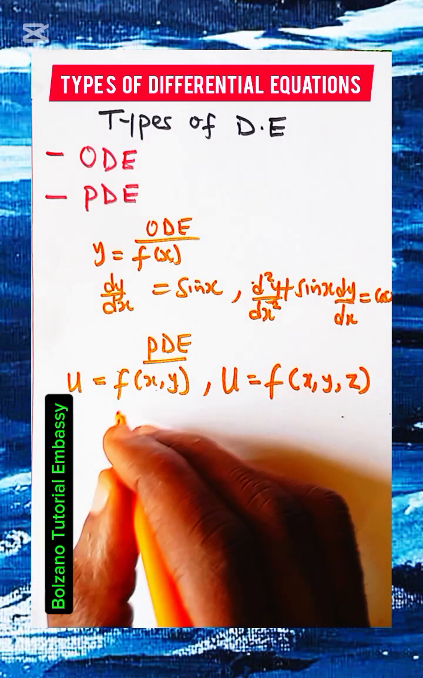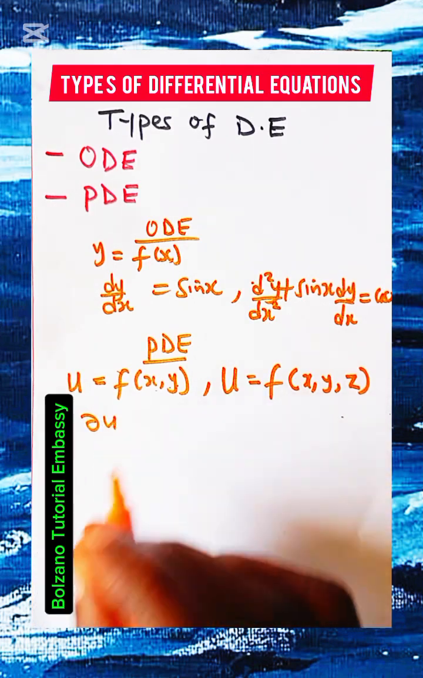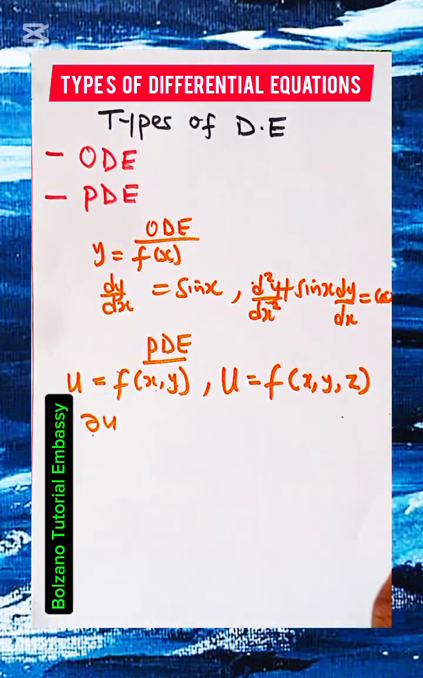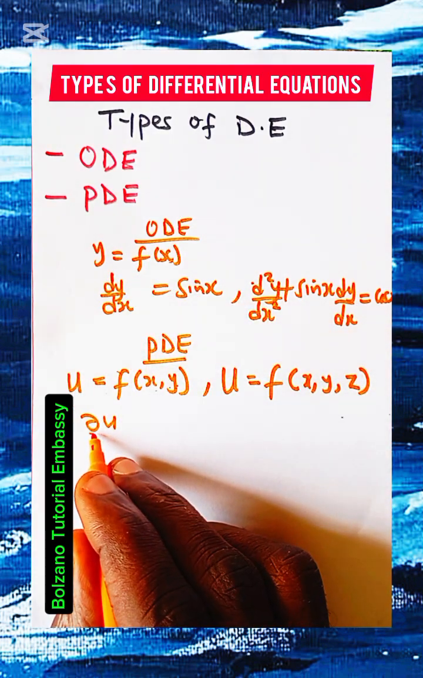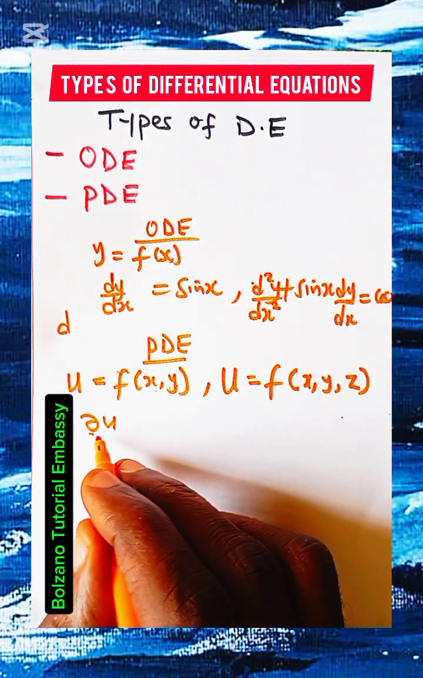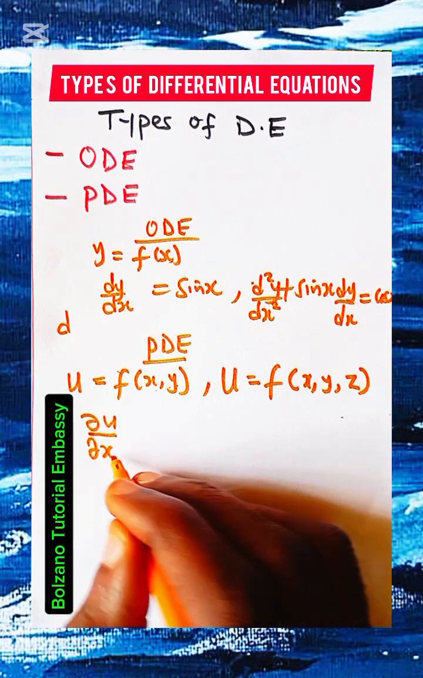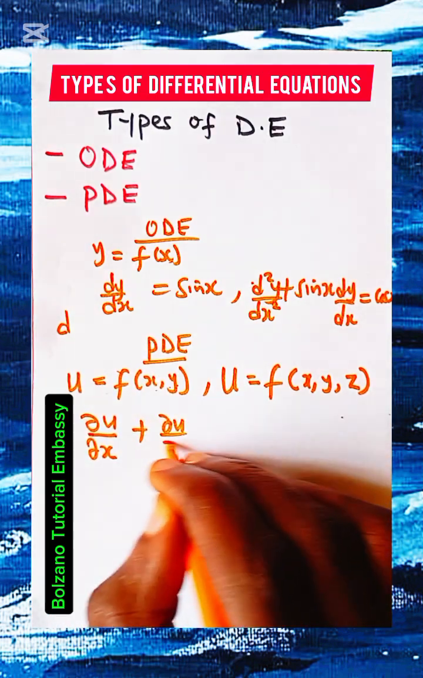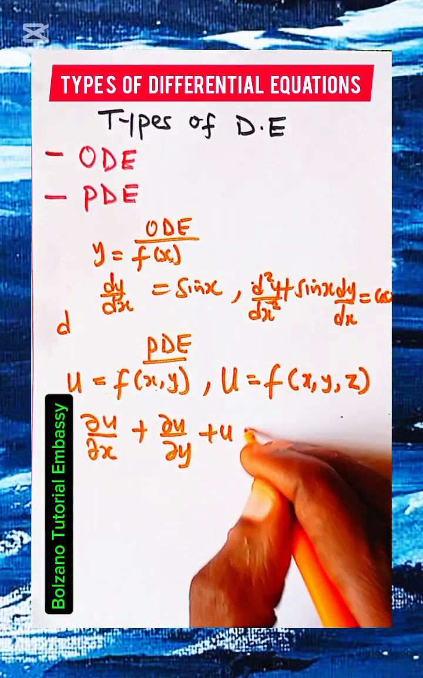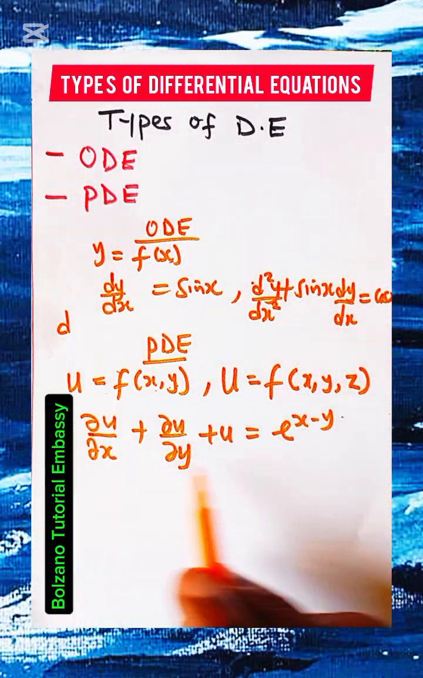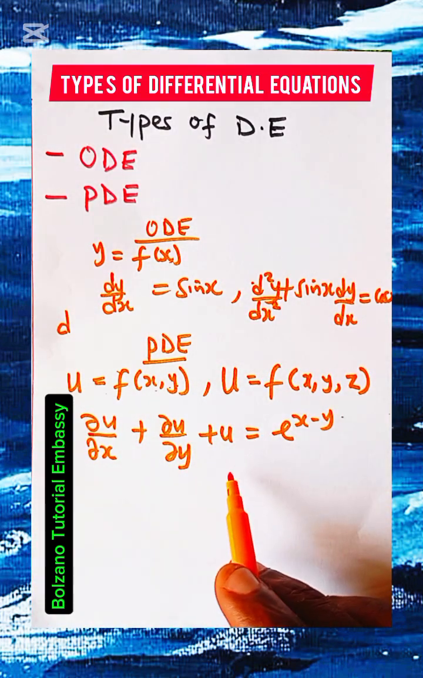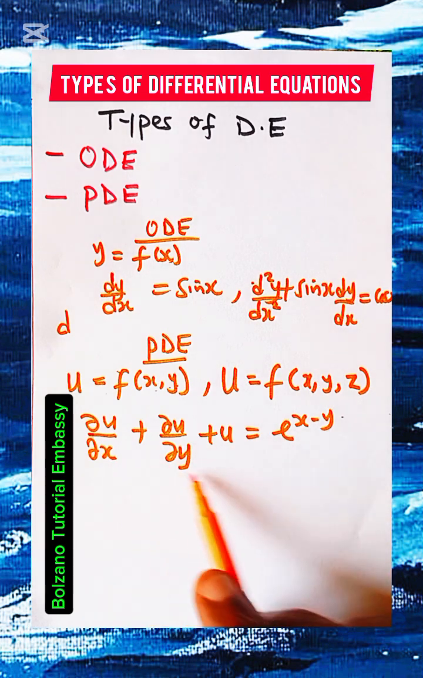So this will lead us to examples like partial u. You can see that this is different from this. This is a total differential, this is a partial differential. Total is this, partial is this. So partial u with respect to x, partial x, plus partial u partial y plus u equal to exponential x minus y. This is an example of a partial differential equation. It contains two independent variables, which are x and y.